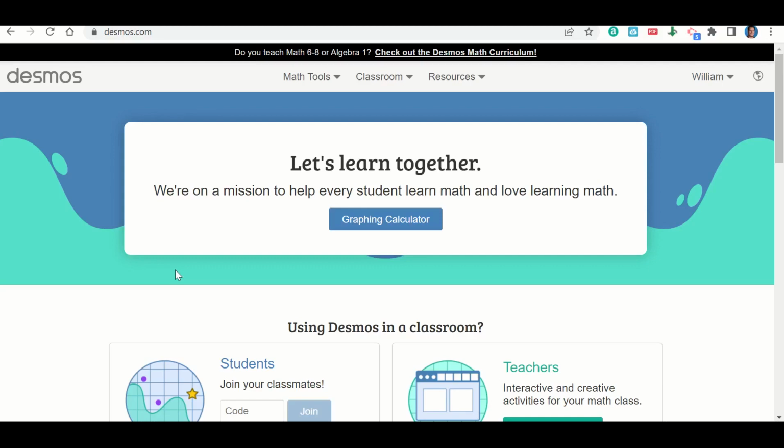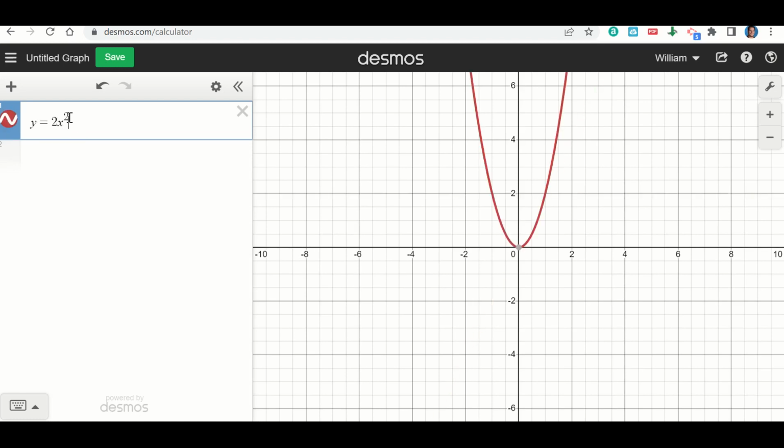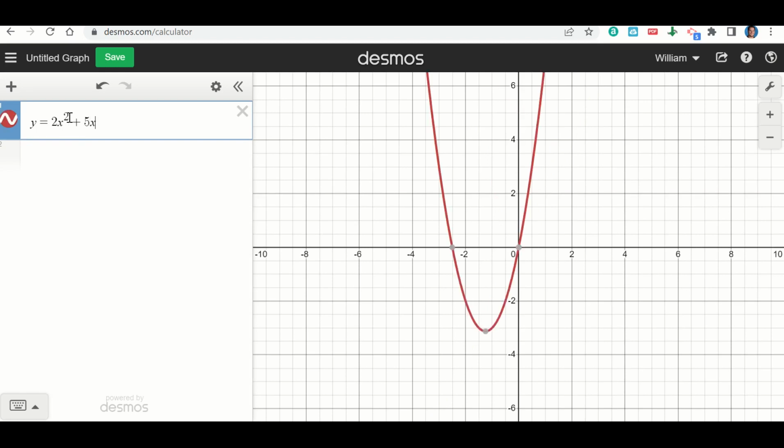Let's talk now about how we can use Desmos to check the roots of a quadratic equation. So first of all, I'm going to go to desmos.com, and then I'm going to go to where it says graphing calculator. And it should take you to a page that looks like this, where it'll have the graph on this side. We just need to enter the equation over here on the left. So let's go ahead and do that. Let's say it's y equals 2x squared plus 5x minus 2.